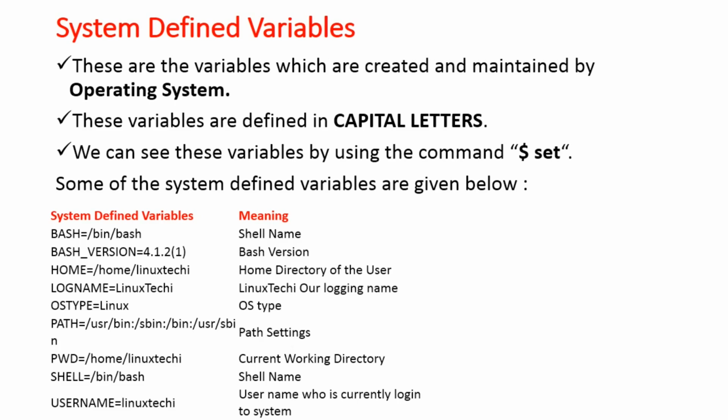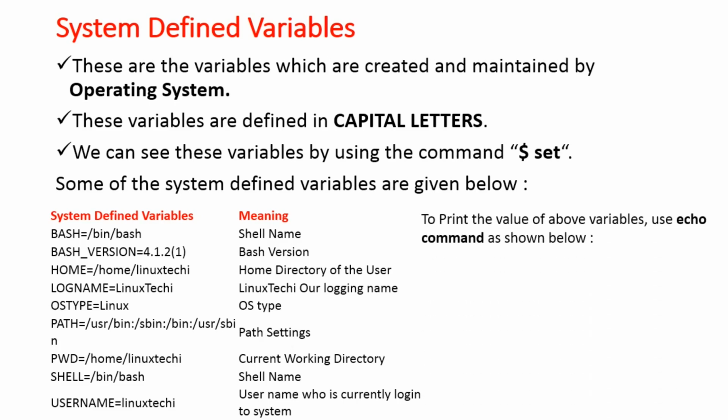The next variable is home, which is the home directory of the user, then login name and its value, pwd and its value, shell and its value, and username and the value for that username. These are the system defined variables.